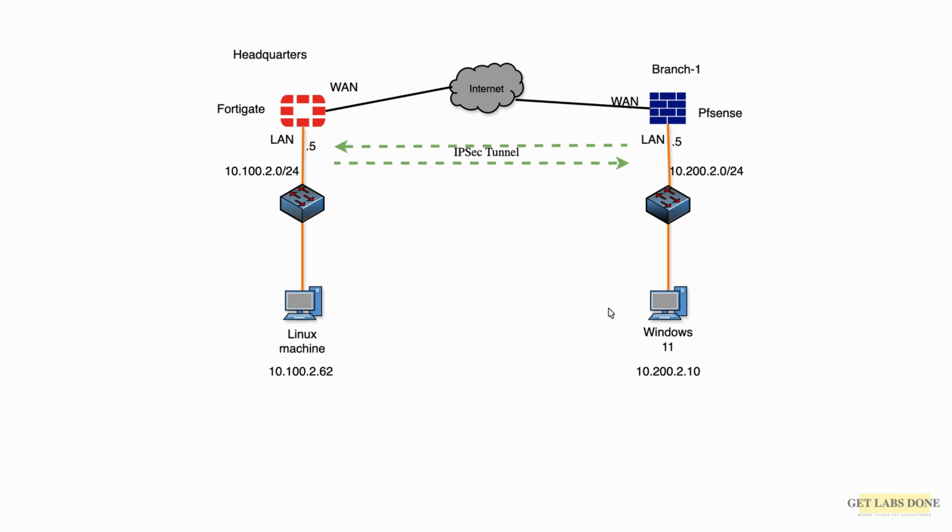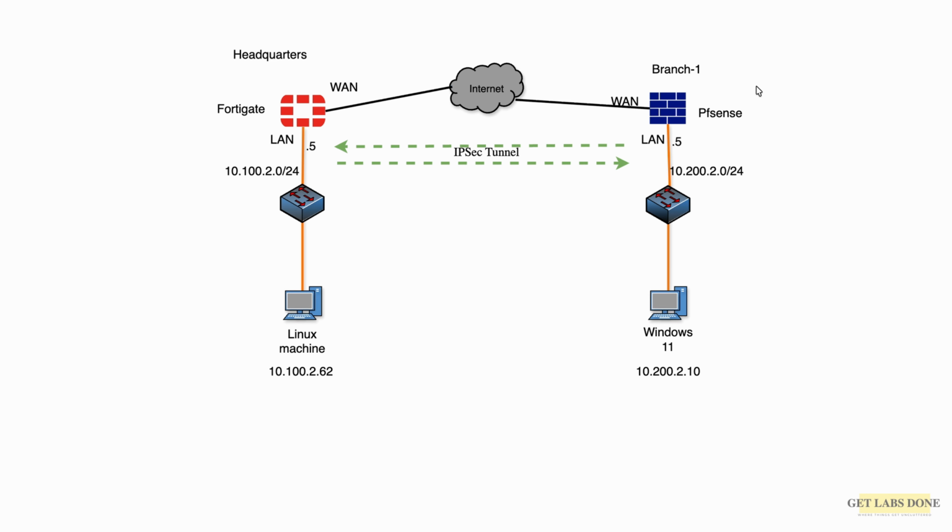All right, so let's get back into the diagram. This is the setup that we are going to work on today. I have a FortiGate firewall at the HQ that has a subnet of 10.100.2.0/24 and the LAN side gateway is .5. Don't worry about why I am using .5 instead of 1 or 254. It's because of a limitation on the AWS side, where I cannot use 1 or 2. I'm using FortiGate on the AWS side and I am using .5 as the LAN gateway. There is another Linux machine at the FortiGate LAN side that has the IP 10.100.2.62.